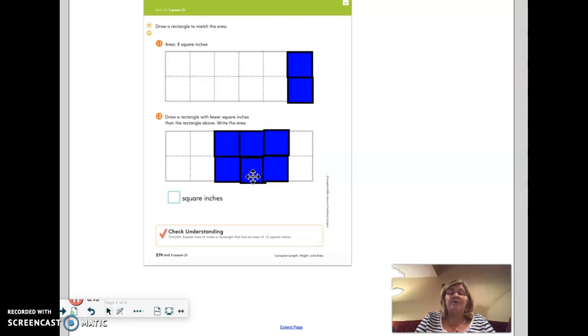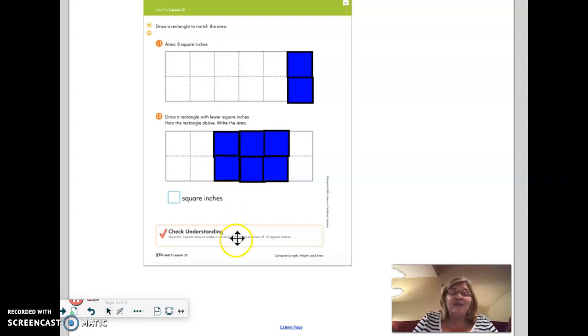6. Is 6 fewer than 8? Yes, it is. 6 is smaller than 8. And is this a rectangle? Yes, it is. So we could use 6 and we could write that. This is 6 square inches. Friends, the only other way that we could have done this is to have made a rectangle out of 2. 2 is smaller than 8, and this is a rectangle. So you either had to use 2 or 6.